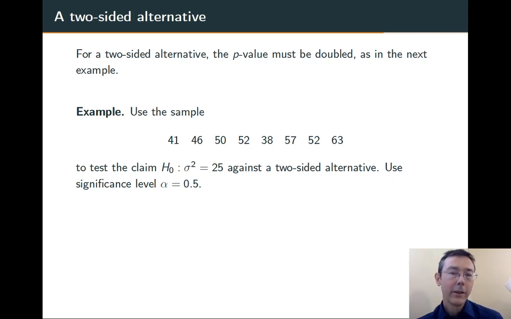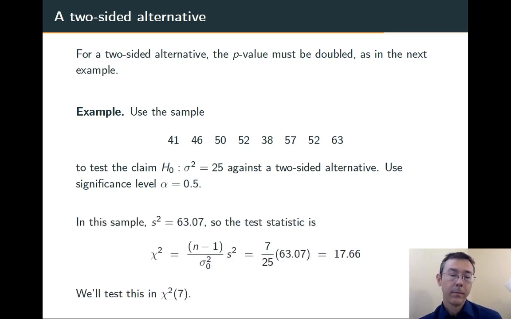Let's look at one with a two-sided alternative, because this has one subtlety that we need to pay attention to. So here's a sample of size 8. We're interested in testing the null hypothesis that the variance in the population from which the sample came is 25. The alternative hypothesis is just that it is not 25. We'll stick with significance level alpha equals 0.05.